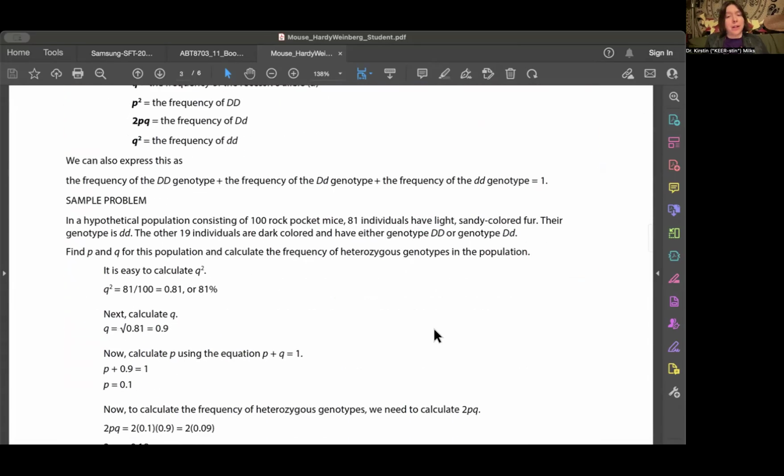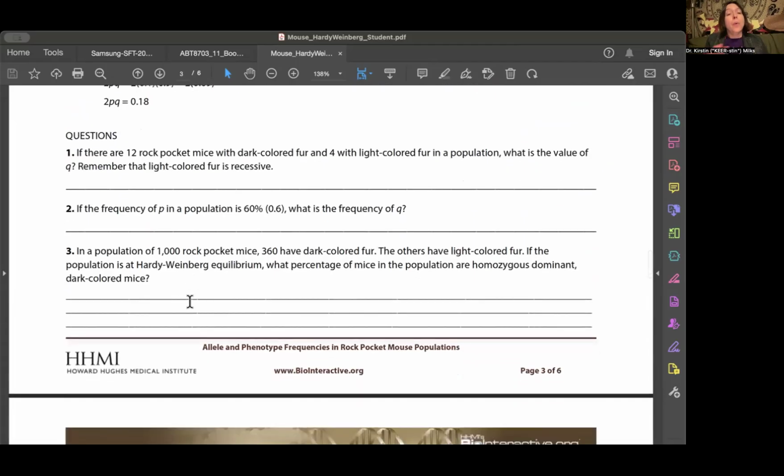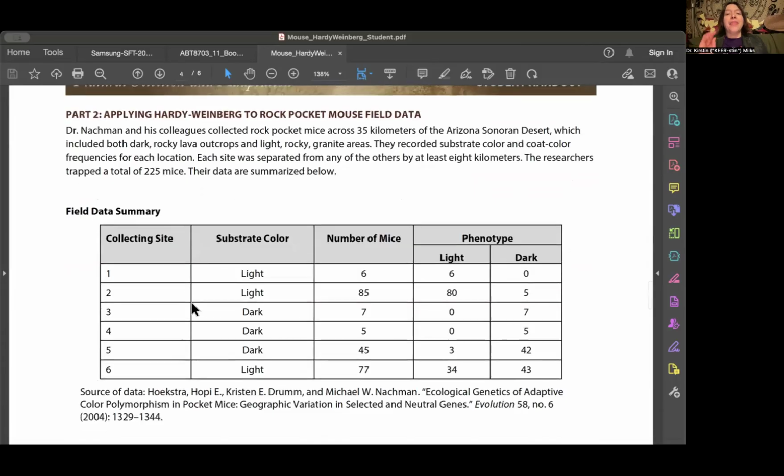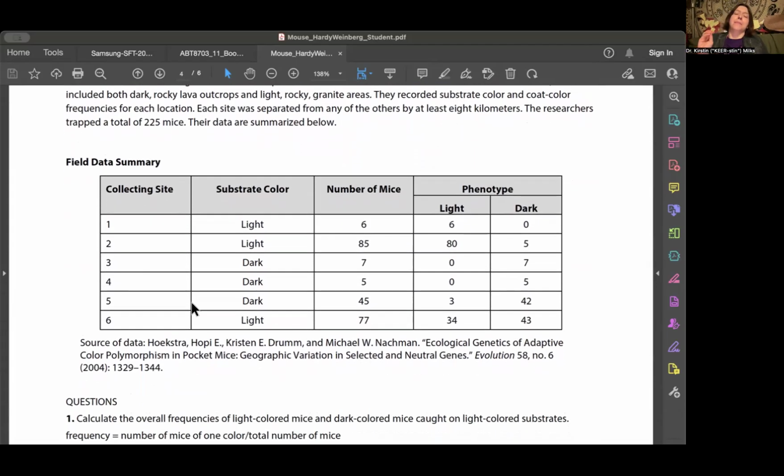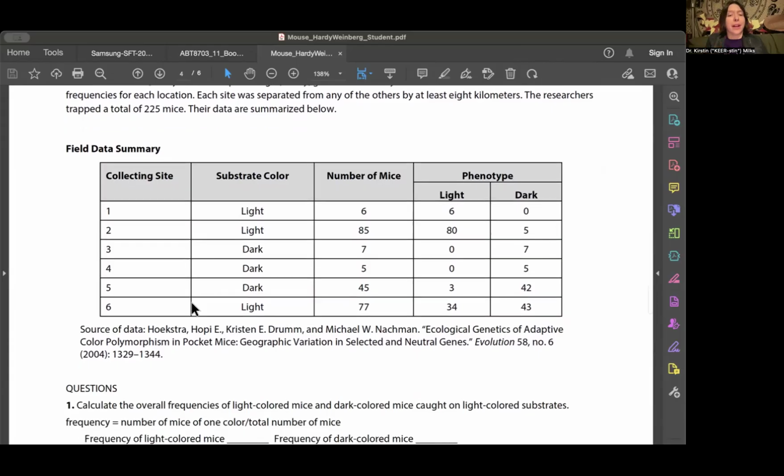So you're going to see a sample problem very similar to the one that you found, except you have to calculate q squared. This time we're telling you there are 100 mice and that 81 individuals have this color and the other ones have the other genotypes. And so you have to do some division as described here. We're going to have you do some Hardy-Weinberg calculations. You'll see them here. And then you're going to apply those to real-life Nachman lab data across the field where they are collecting them, these dark rocky lava outcrops and these light rocky granite areas.